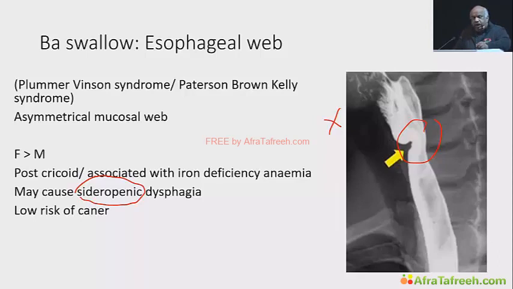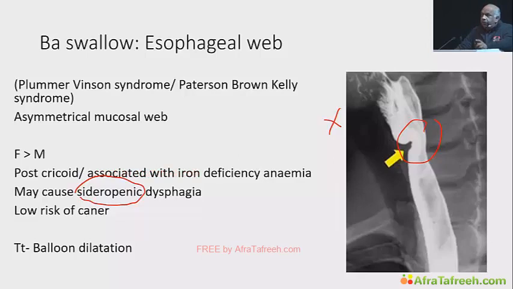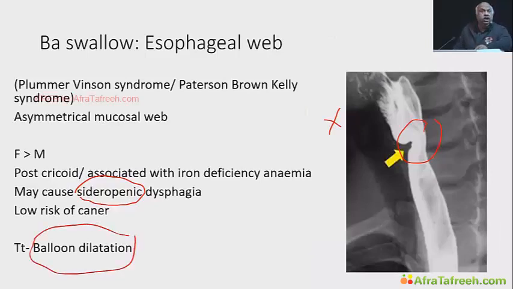And generally, it has a low risk of cancer, around 2-3%. It is only treated by correction of anemia, unless it's symptomatic. It disappears with correction of anemia. And in case it's symptomatic, then what do we do? We do balloon dilatation. Never say endoscopic excision, okay? Just put a balloon and dilate. So these are the salient points we need to know about this.